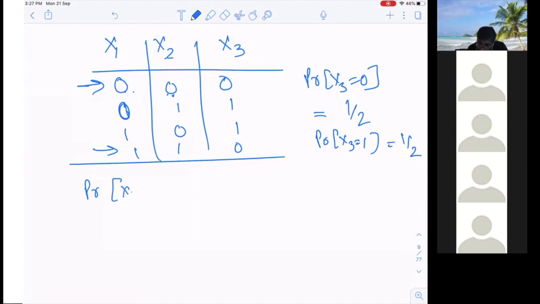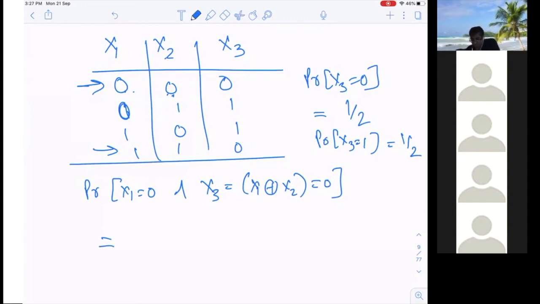Now let's ask ourselves, what is the probability that x1 is 0 and x3, or x2, whatever, is equal to 0? If they are really independent, then it should be 1/4. And why is it? Because you fix x1, whatever the value you fix. Now whatever the value of x3 is, it is completely determined by x2, right? Now x2 takes either 0 or 1 with probability half, so this is 1/4. Or otherwise, x1 is 0 and x3 is 0 with probability 1/4, because each of these is 1/4, 1/4, 1/4, 1/4.